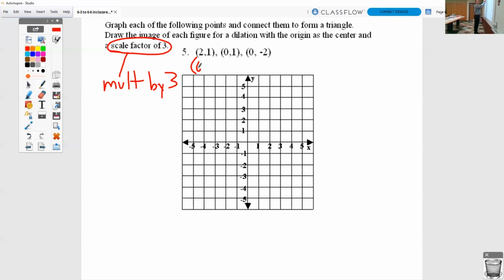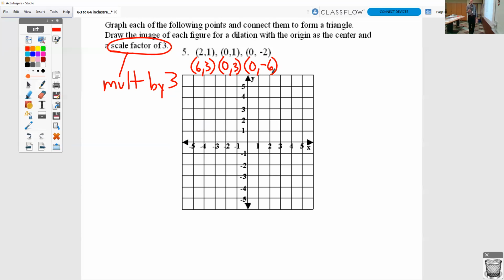So 2 times 3 is 6. 1 times 3 is 3. I like to put them right underneath it to organize them better. 0 times 3 is 0. 1 times 3 is 3. 0 times 3 is 0. -2 times 3 is -6.